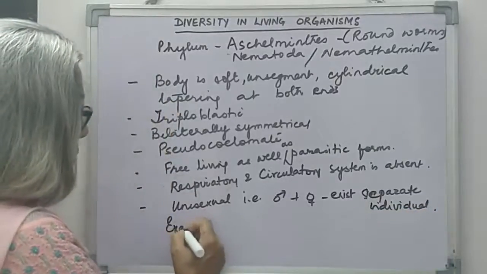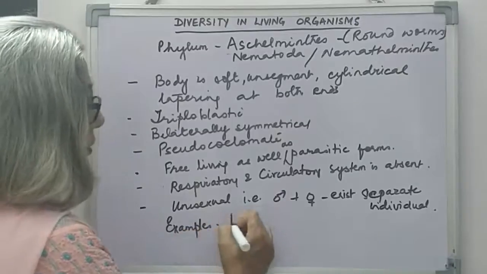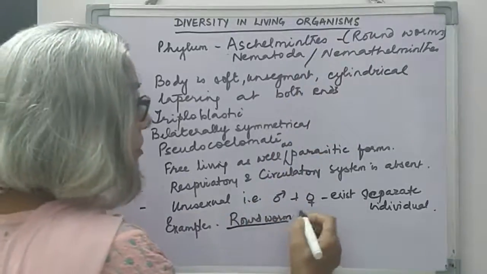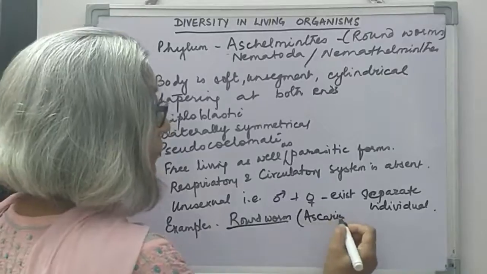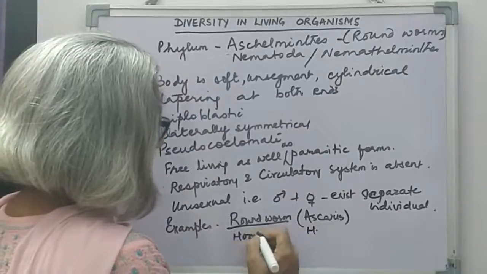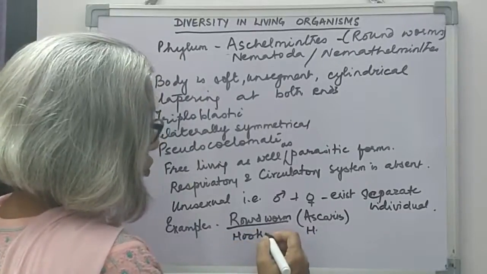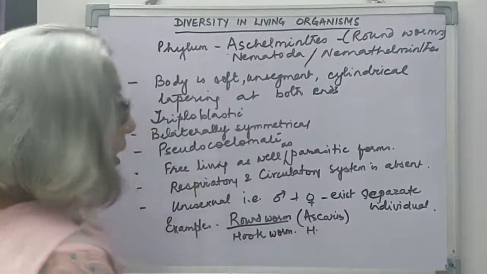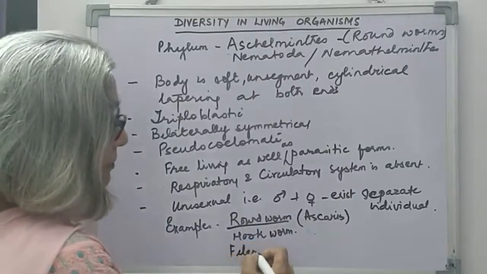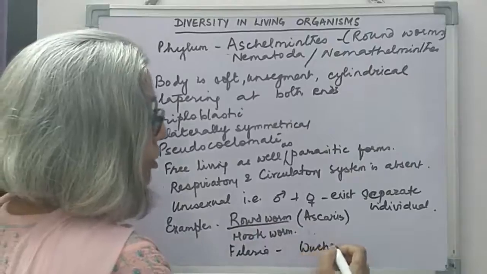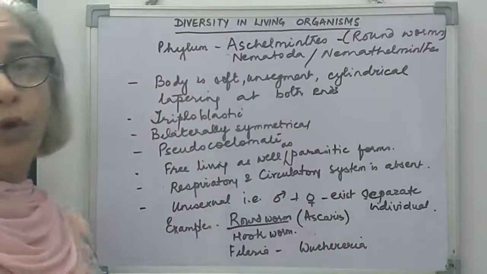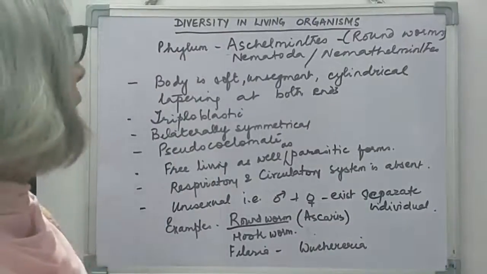Common examples of this are roundworm. Actually, all of them are called roundworms, but roundworm is Ascaris. Then hookworm. Hookworm is Ankylostoma. Then the filaria worm, which is called Wuchereria. These are the common roundworms or organisms belonging to Aschelminthes.